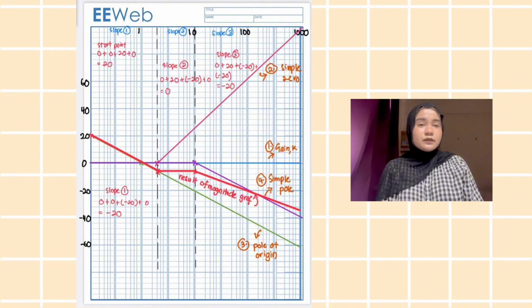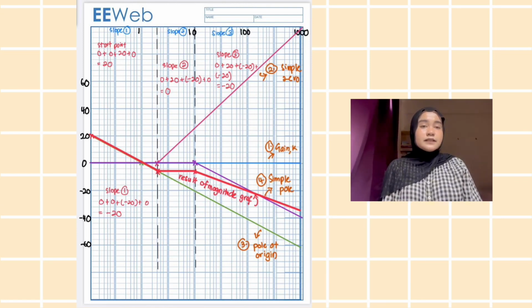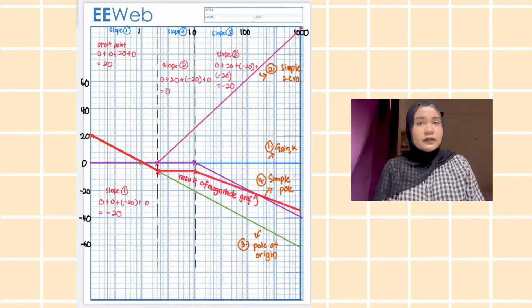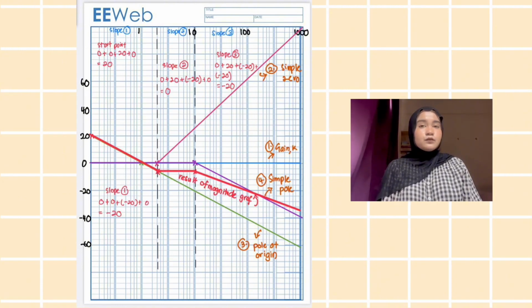So the first is we plot the gain. The blue line is a constant gain labeled as K, which contributes a linear line at 0 dB. The second is a simple zero for 1 plus j omega over 2. The graph goes up from 2, which is the pink line on the graph. The third is a pole at the origin, which contributes a constant negative 20 dB slope starting from the lowest frequency. The graph starts at 1 and goes down until 1000.